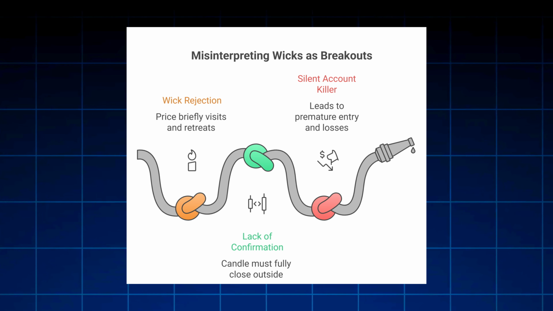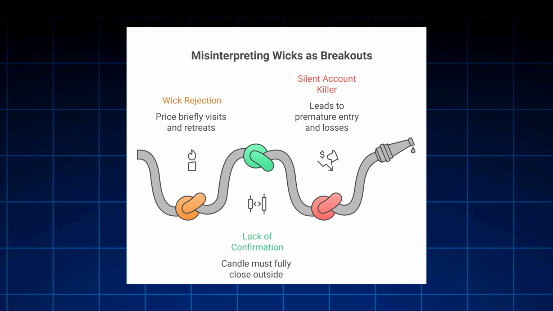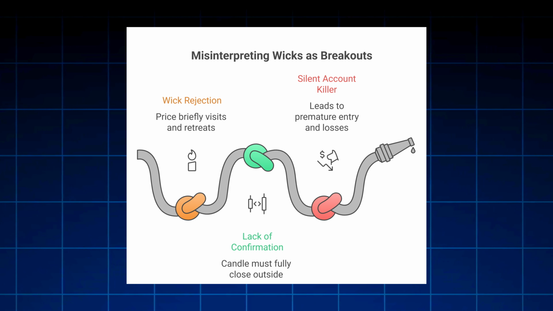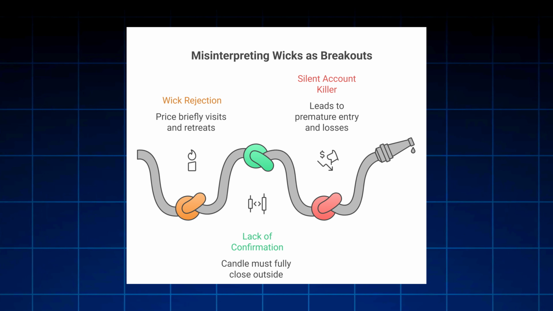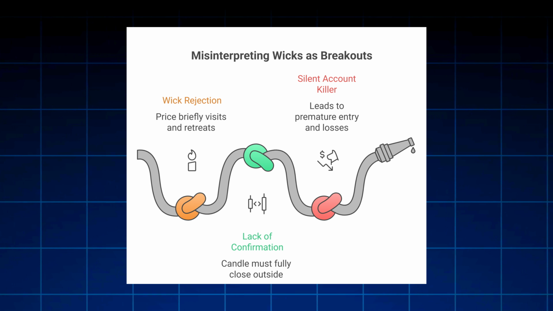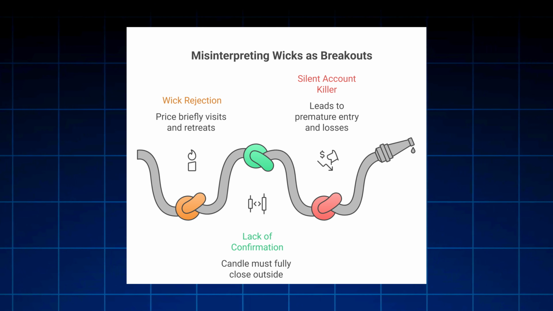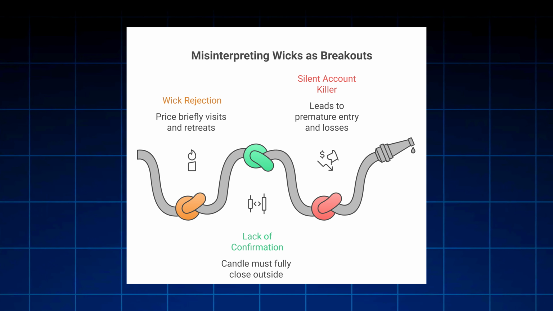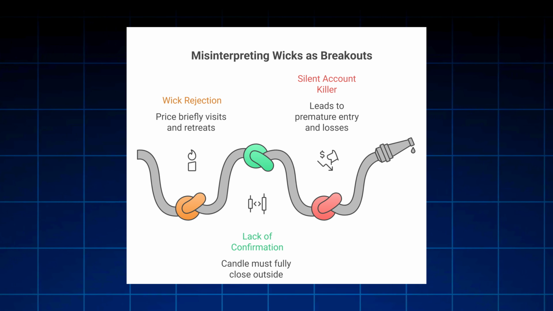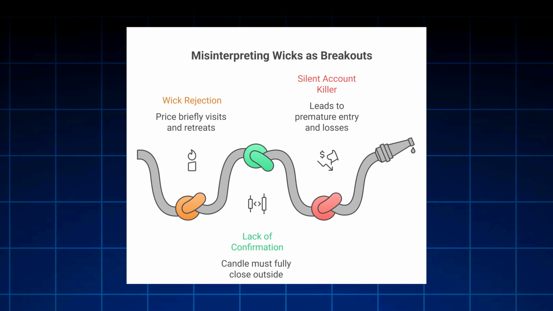Mistake number 3, you're counting wicks as breakouts. I consider this one right here to be the silent account killer. So the setup requires price to break out of the range, either above the high or below the low, and when traders see the wick shoot through the line, they get excited and they start setting up their entry. But the rule is that the candle must fully close outside the range. The wick doesn't count. A wick poking through just means that price briefly visited that level and got rejected, and that's actually the opposite of a confirmed breakout.